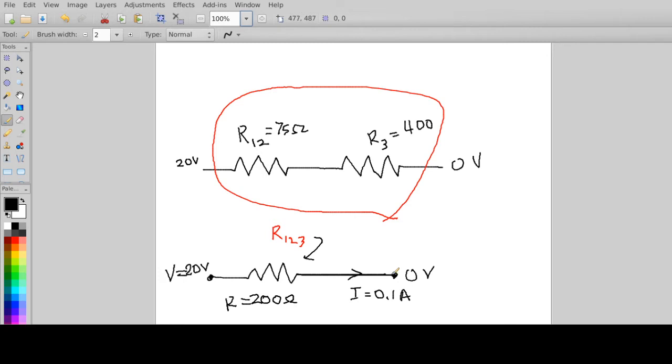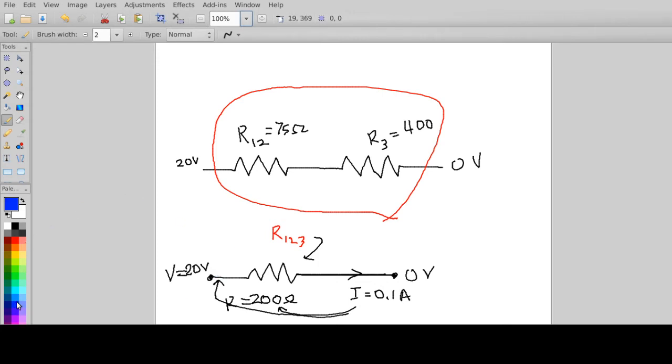Think of it like a river with water flowing through it. If so many gallons of water flow per minute down a river, that rate isn't different at different parts of the river until the river splits, and then each tributary carries a certain amount. So when the current splits at a junction, which we'll see as we work through this problem, this current will split. But here it's 0.1 amps.